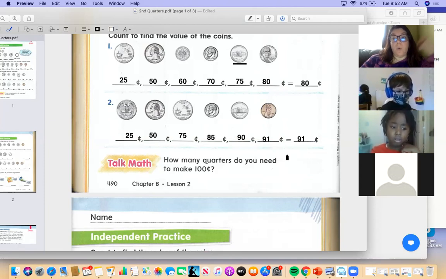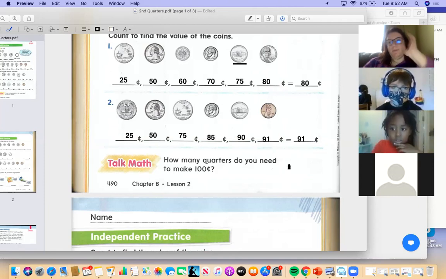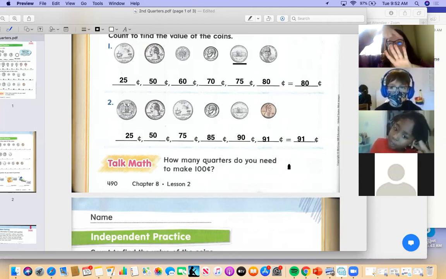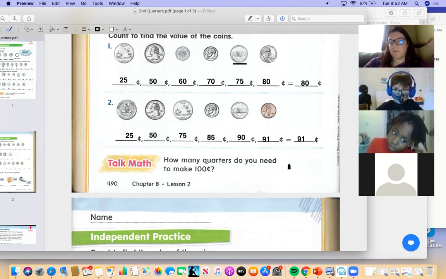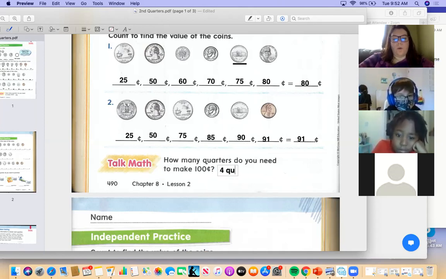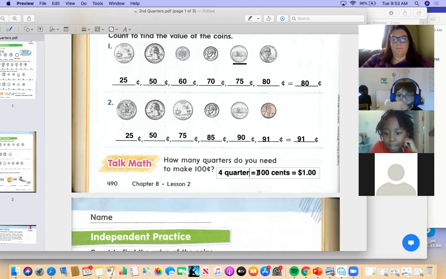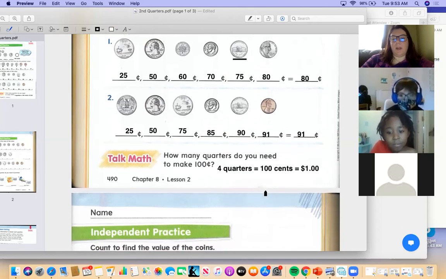Show me how many quarters do you need to make 100 cents? Is it 1, 2, 3, or 4 quarters? How many quarters make 100 cents? 25, 50, 75, 100. Four quarters. Thank you, Marshall. Four quarters equal 100 cents equal $1. There we go. Four quarters equal 100 cents equals $1.